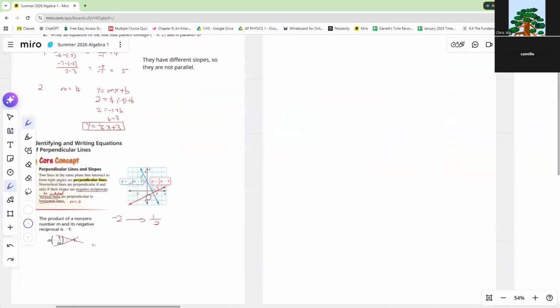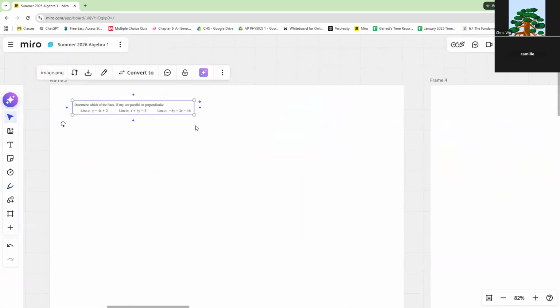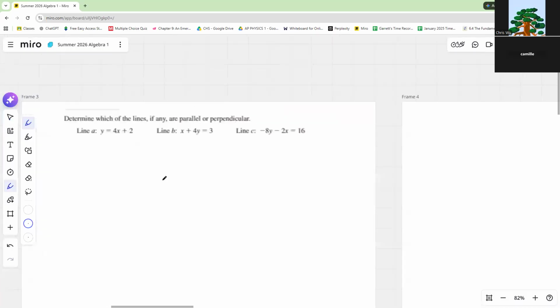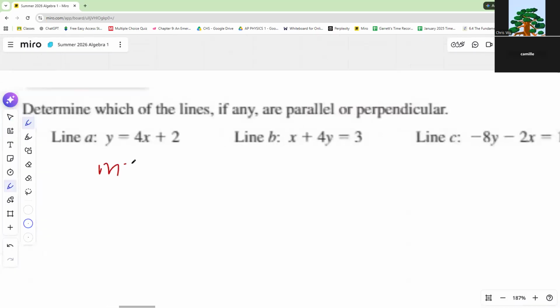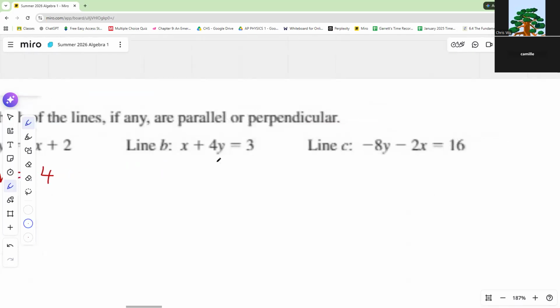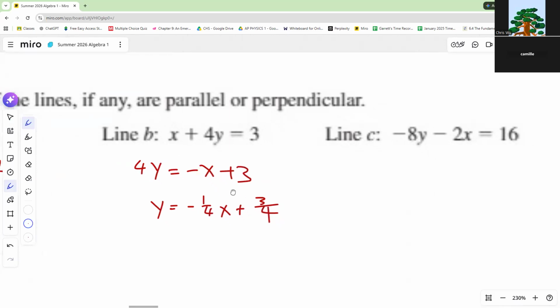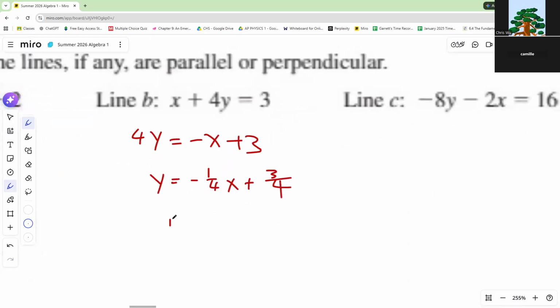Let's say for this one over here, we have three equations and I'm trying to figure out, are they perpendicular to each other? So the slope of this one is 4. And the slope of this one, to solve for that, 4y is equal to -x plus 3. I just subtracted x on both sides. And then I can say y is equal to -1/4 x plus 3/4, right? Dividing both sides by 4. That's what I'm going to get. And therefore, the m for this one is -1/4.